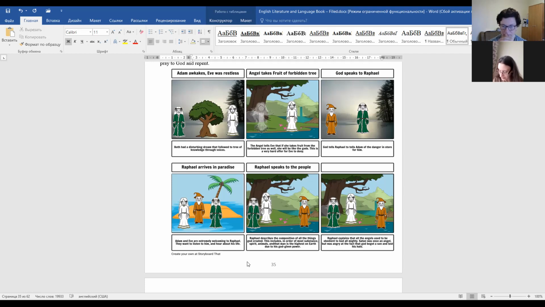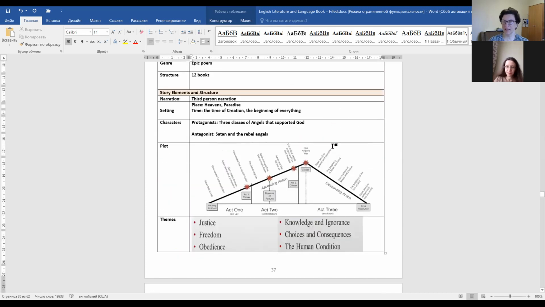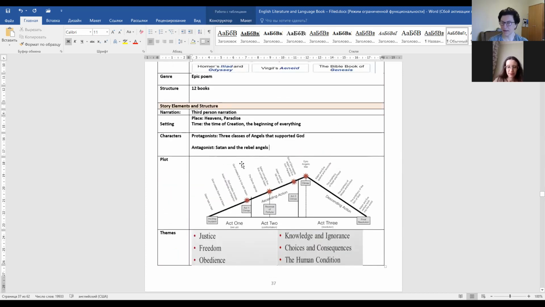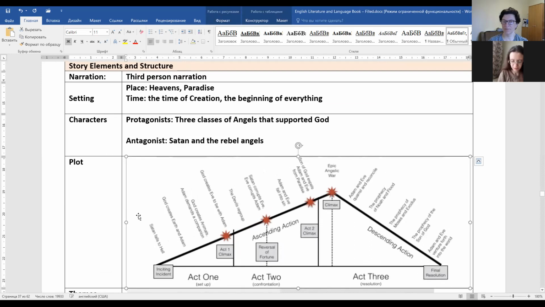Raphael explains that all the angels used to be obedient to God Almighty. Satan was once an angel, but was angry at the fact that God begot a son and lost his halo. After that, we see that Eve takes the apple, they eat the apple. Satan falls to hell, then Eve and Adam are created.